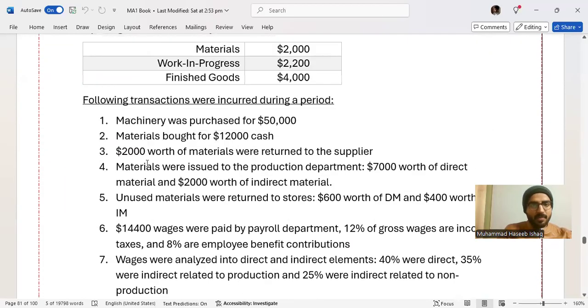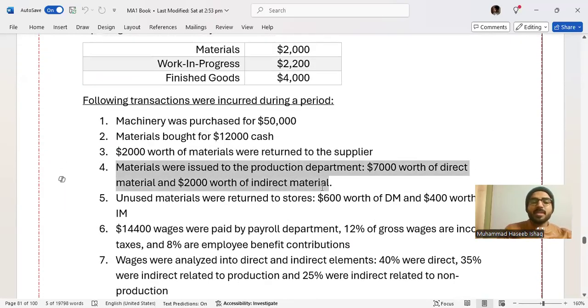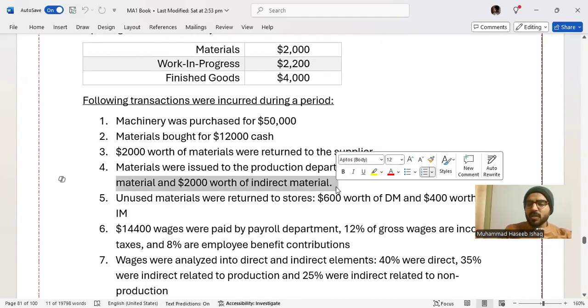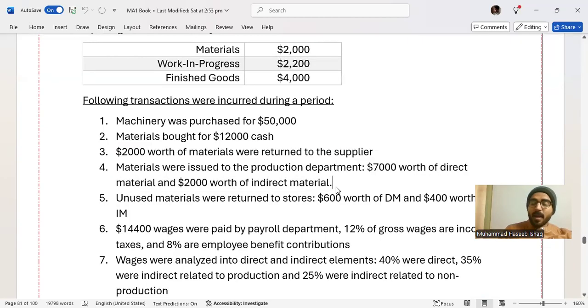So let's start the fourth transaction. The fourth transaction is that material were issued to the production department. Before the fourth point, material were in the warehouse, right? Now they are being issued to the factory, to the production department, and 7,000 worth of direct material and 2,000 worth of indirect material. How do they know this? It is written in the material requisition note. The description of the material would be written, and from that they will know that 7,000 worth was direct material and 2,000 worth of indirect material is what the production department is ordering.